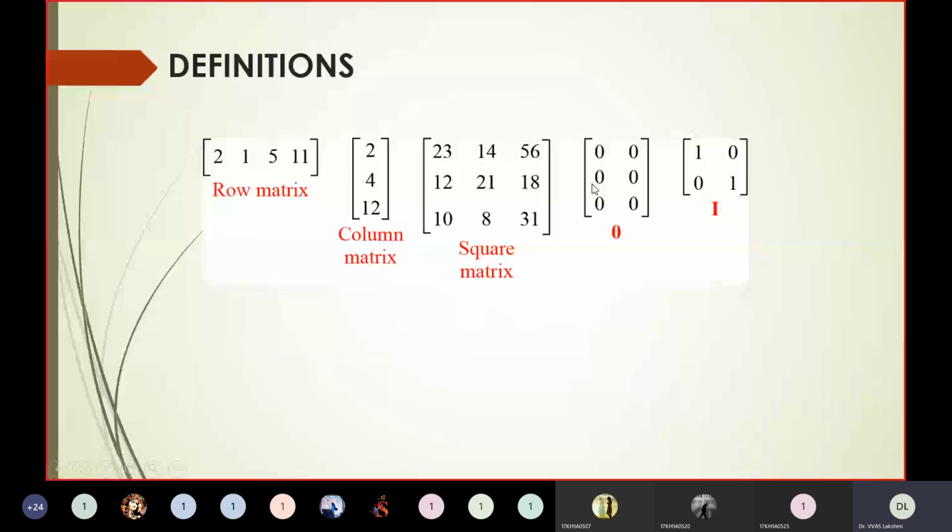So these are the various types of matrices. If any matrix contains a single row, then it is said to be a row matrix. If a matrix contains a single column, it is said to be a column matrix. A matrix which has the same number of rows and columns, that means the number of rows is exactly equal to the number of columns, is said to be a square matrix.